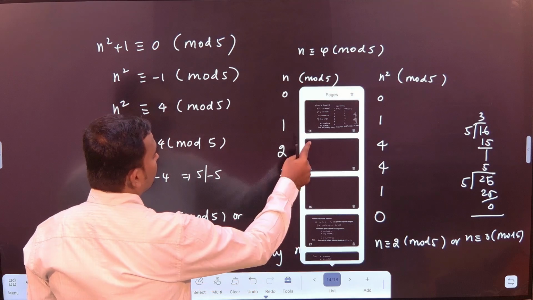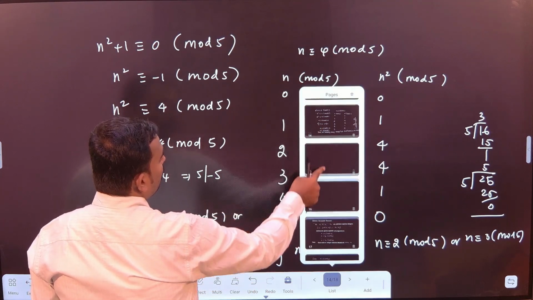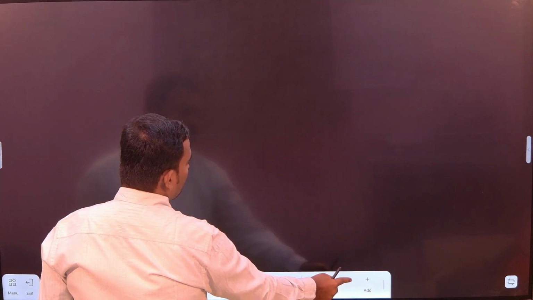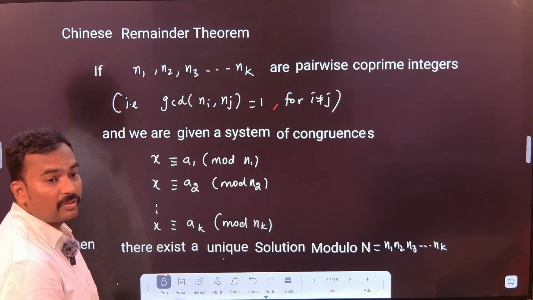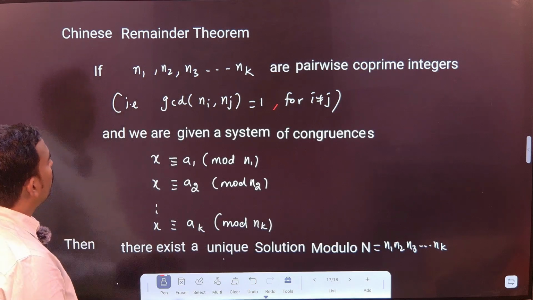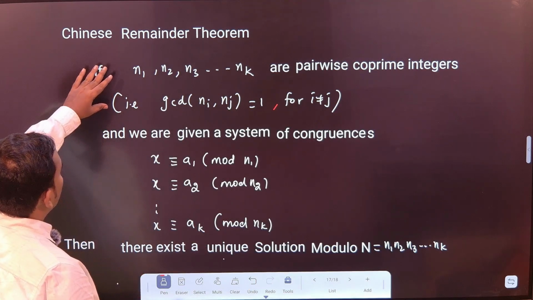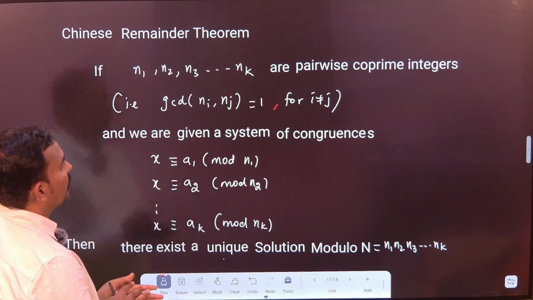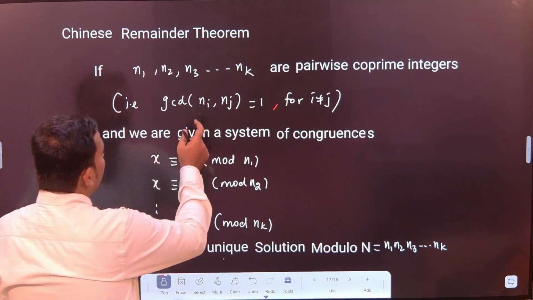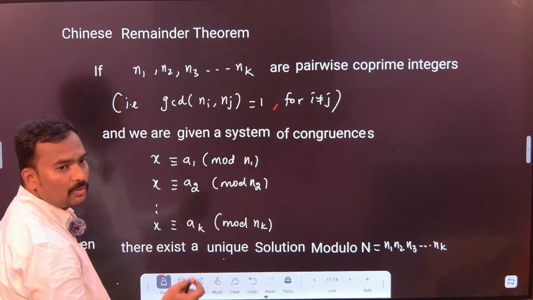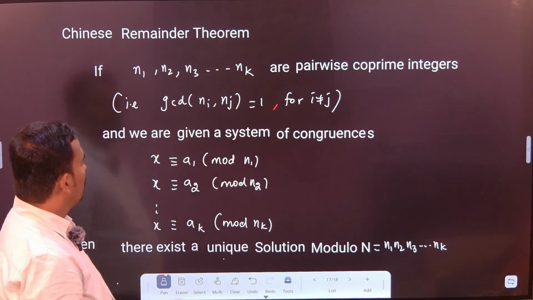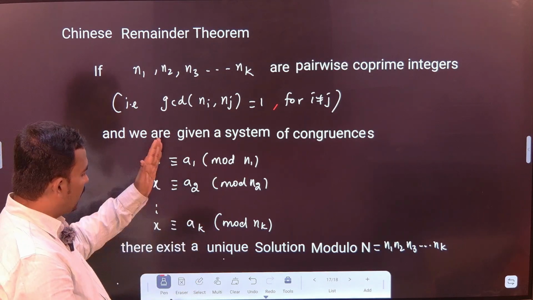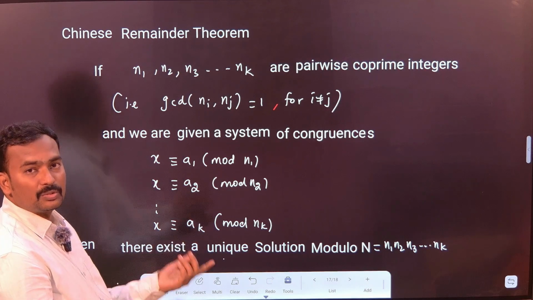What is the next question? You can see that we'll discuss the Chinese remainder theorem. Chinese remainder theorem, a very important theorem. Let n1, n2, n3, up to nk be pairwise co-prime integers. Co-prime means if you take any GCD of ni and nj, i not equal to j, they are relatively prime. So we are given a system of congruences, and you need to find the unique solution, right?